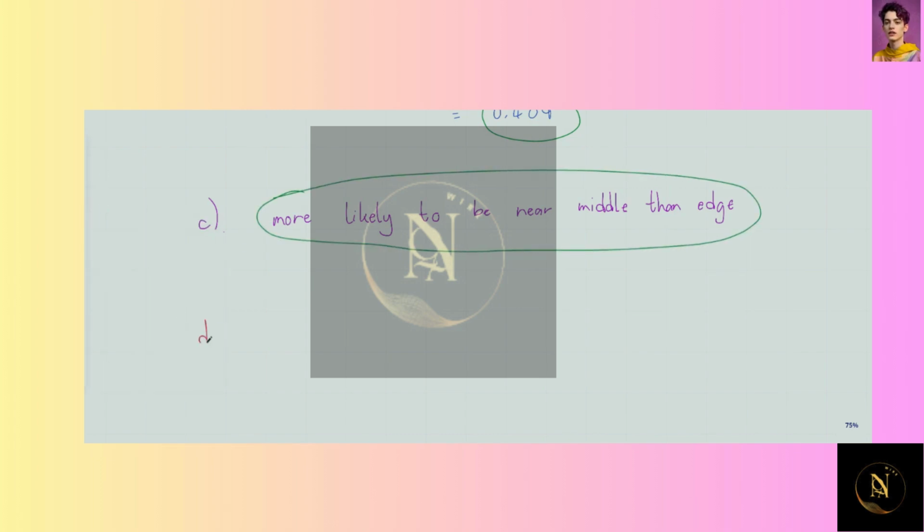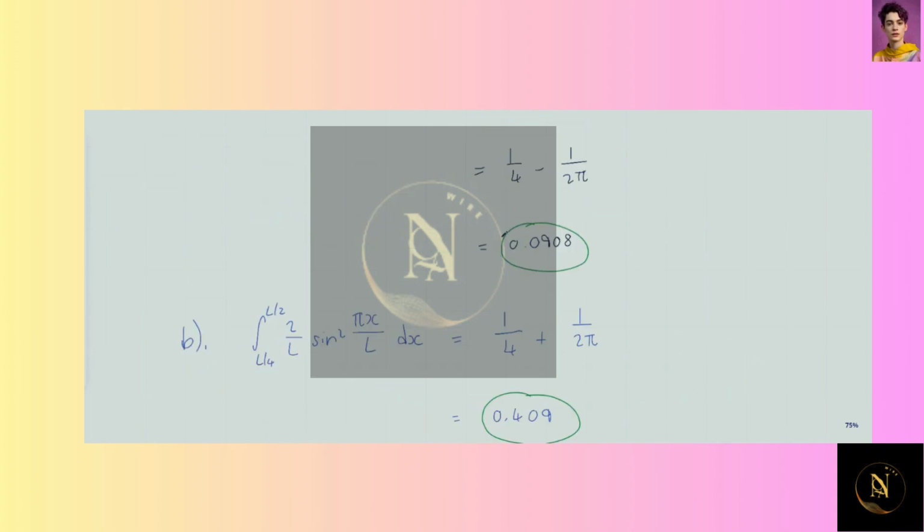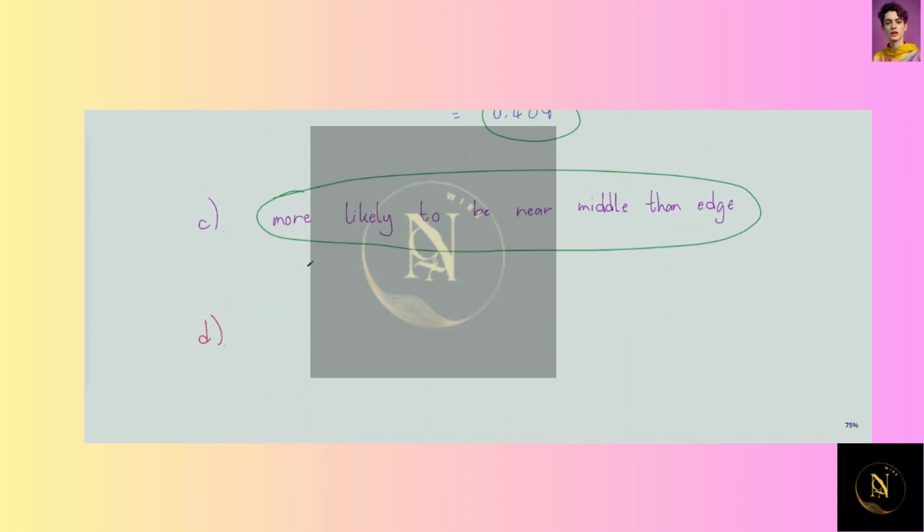And for part D, we want to sum the two probabilities. If we add 0.409 and 0.0908, we get very nearly or exactly 1/2. Now, since the probability of the particle being anywhere in the box is unity, the probability of the particle being found between L over 2 and L is also 1/2. This means that the particle is as likely to be between 0 and L over 2 as it is to be between L over 2 and L.